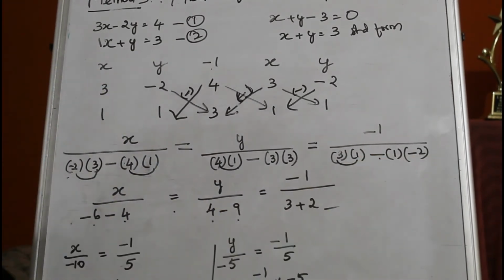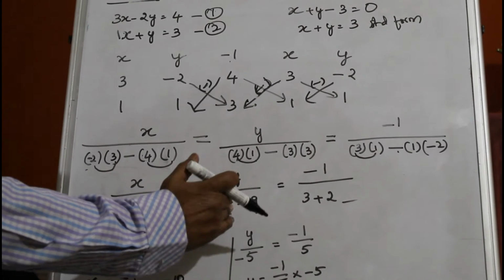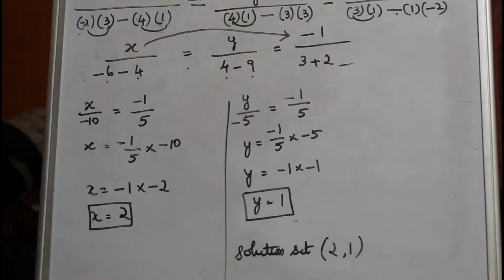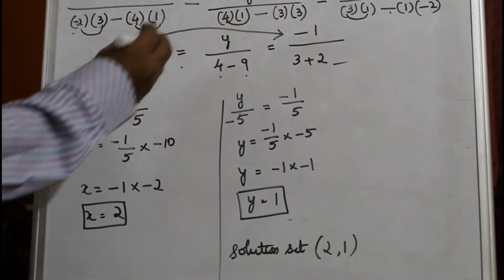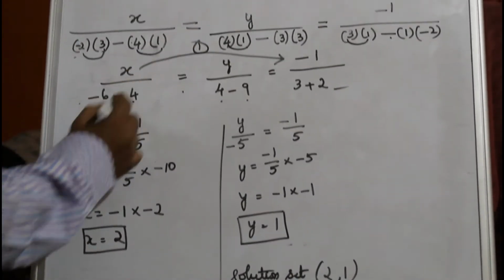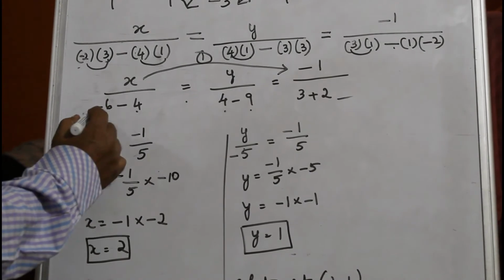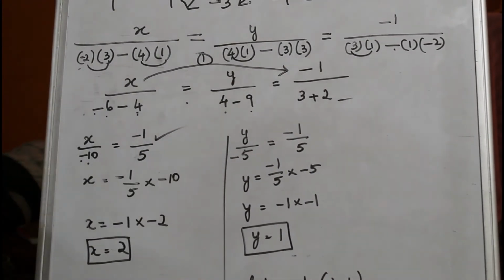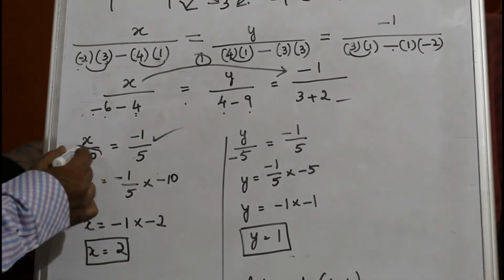This step you write. Now split the page into 2. Write this is equal to this directly first. Number 1. To find x, you write x by minus 10. See, minus 6 minus 4 is minus 10. You write minus 1 by 5. Now keep the x, take this minus 10 that side.